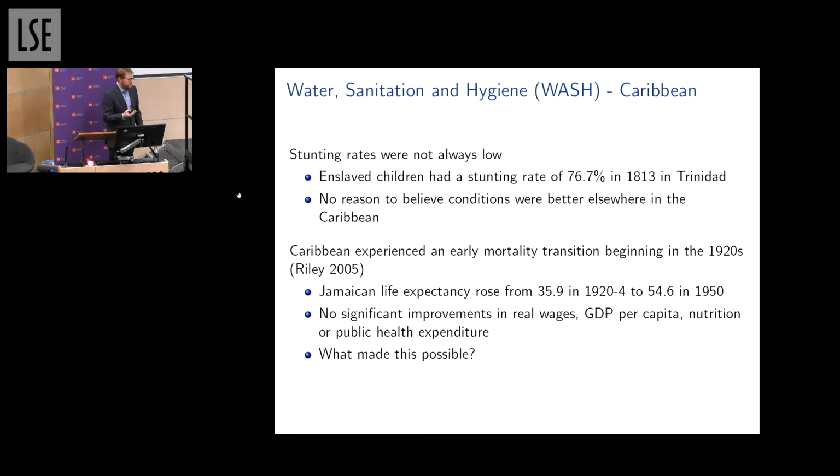But this actually does align with some of the other information that we have. The Caribbean actually experienced a very early mortality transition beginning in the 1920s. Between 1920 and 1950, Jamaican life expectancy rose from 36 to 55. So that's a big change in a relatively short period of time. And Riley argues that this was despite there not being significant improvements in real wages, GDP per capita, nutrition, or public health expenditure. So what made this possible?